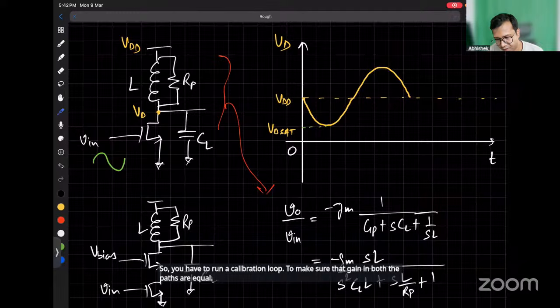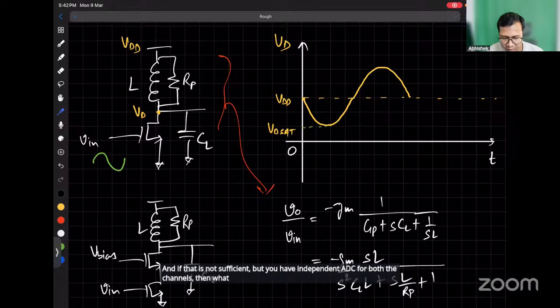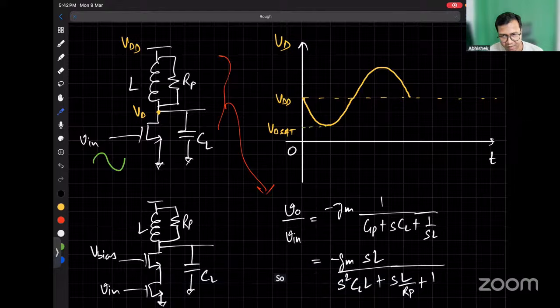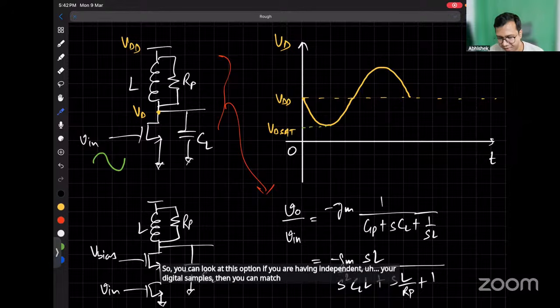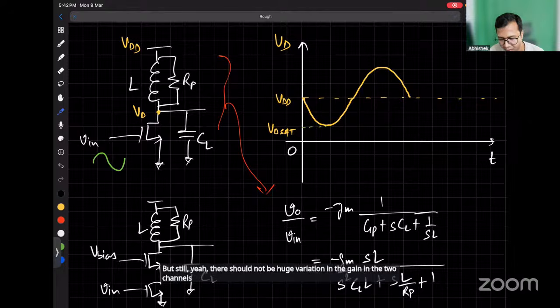And if that is not sufficient, but you have an independent ADC for both channels, then you can match their gain in the digital domain as well. So you can look at this option if you have independent digital samples, then you can match their gain more precisely there. But still, there should not be a huge variation in the gain between the two channels. That you should try to calibrate in the analog domain.